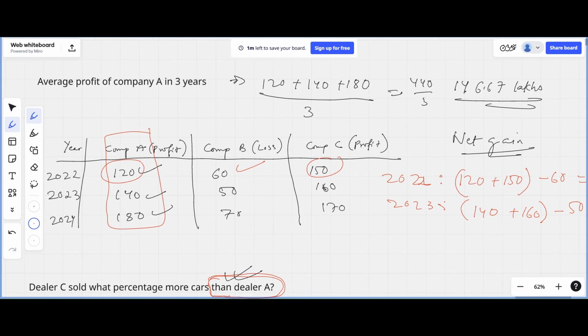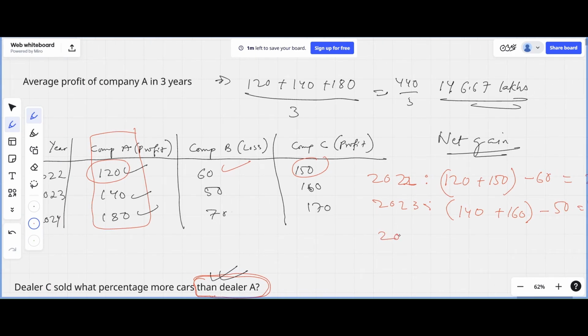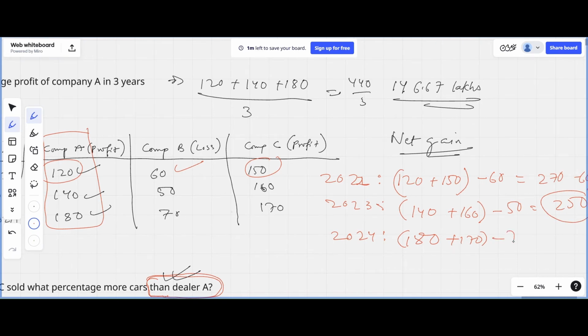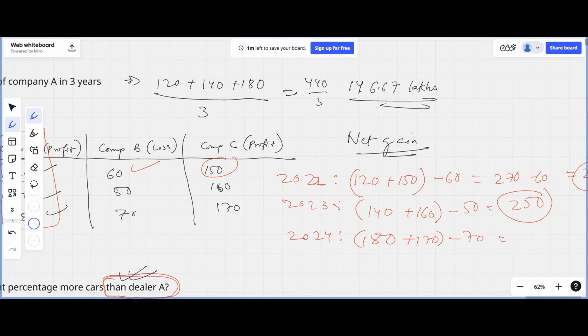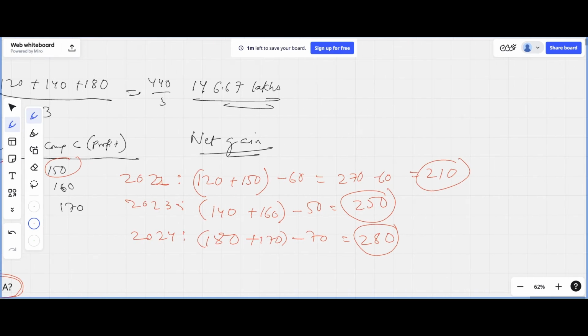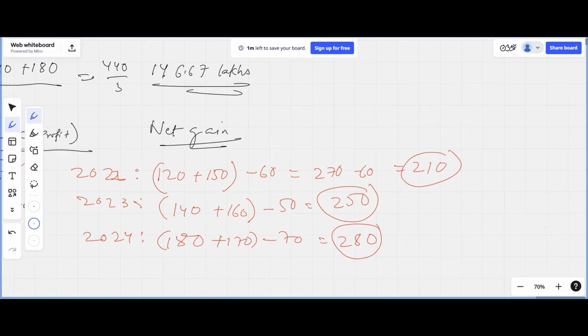What about net gain in 2024? You will add 180 and 170, and you will subtract 70. How much do you get? 280. So which one is the highest: 2022, 2023, or 2024? Which one is the highest net gain? See, 2024. The 2024 net gain is highest.